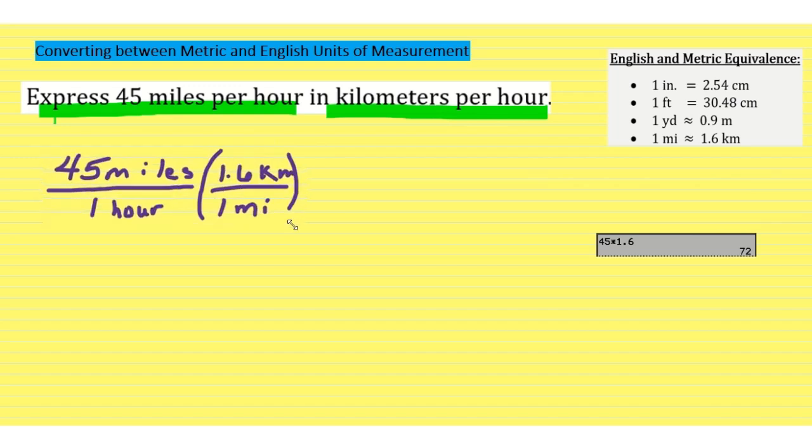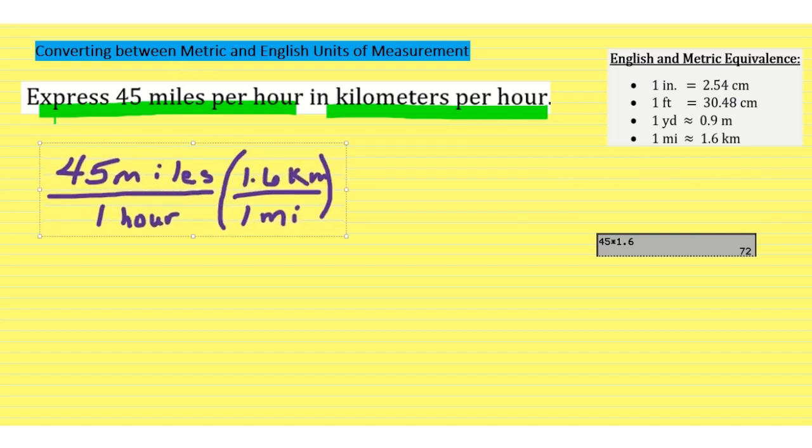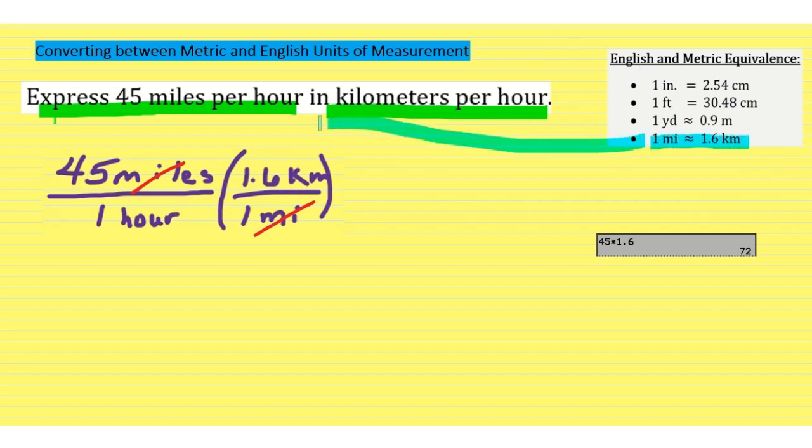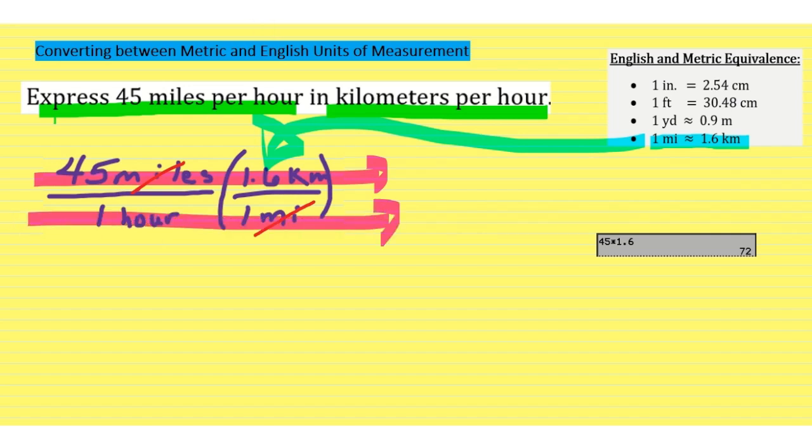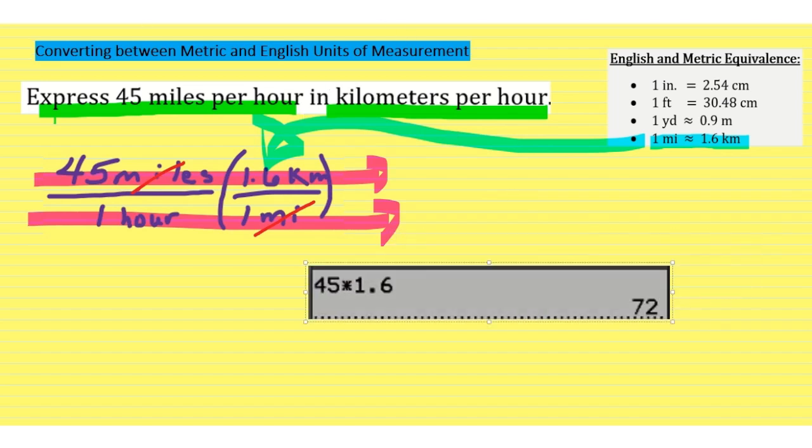The original that we start with is 45 miles per hour. I want to cancel out miles. So that means I need to find a conversion factor with miles in the denominator. And over here, I do have 1 mile. It's approximately 1.6 kilometers. So that's the conversion factor I'm going to use. Now I'm going to multiply straight across the numerators, straight across the denominators. And that gives me 45 times 1.6, which actually equals 72.